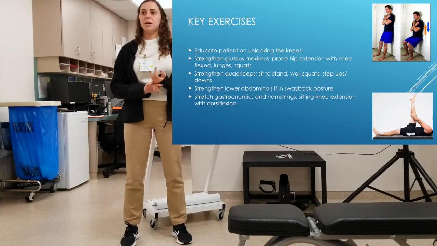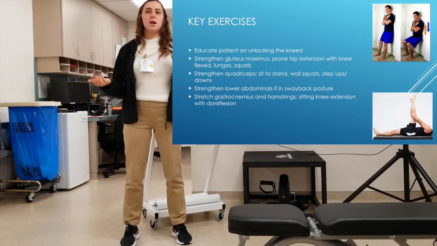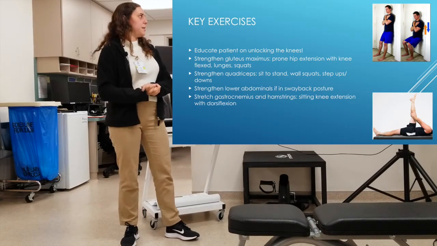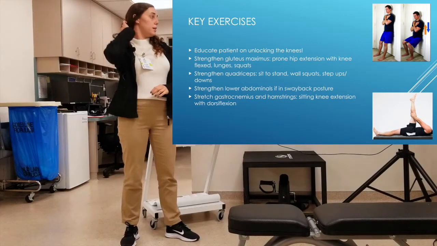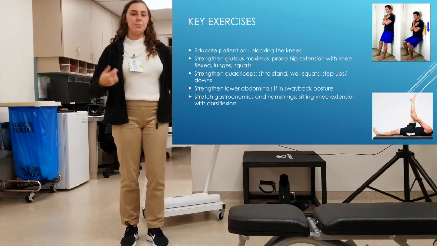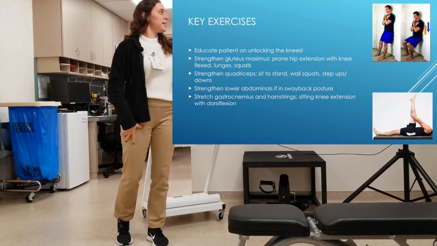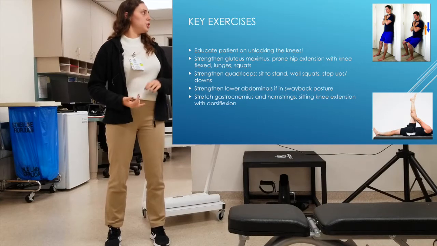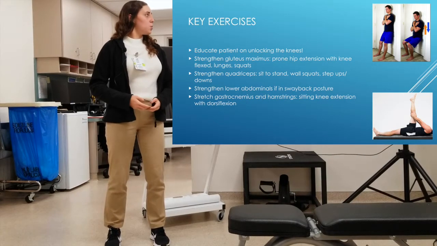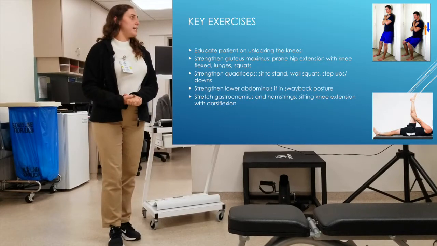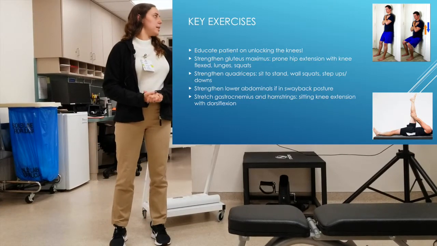Why are we getting them to unlock their knees? We want them to use the muscles more than just stretching out some of those ligaments, hopefully therefore decreasing their pain. We want to strengthen the glute max and the quads. We can use prone hip extension with knee flexion to get some of the glutes. We can also do lunges and squats. Wall squats are good, working on more functionally sitting to standing, all of that to get the quadriceps going.